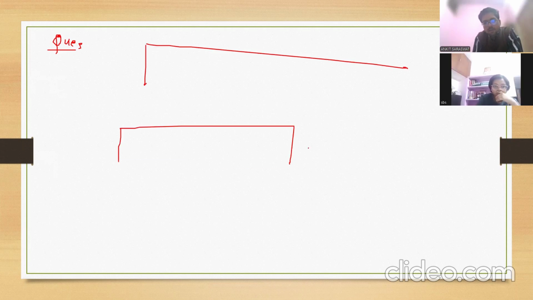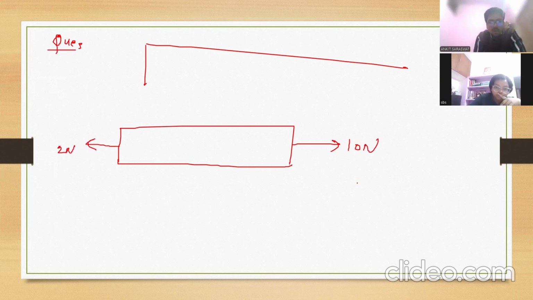Write down the next question. Same question, same pattern. Just see. This heavy string, here 10 Newton, here 2 Newton. I am asking what is the tension at this point in the given diagram. Find the tension at P in the given diagram.